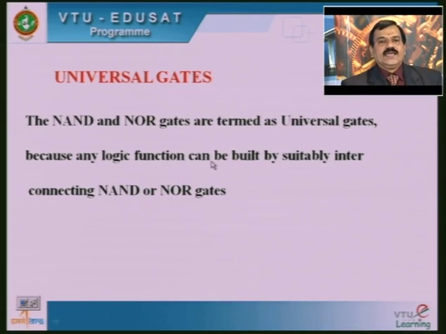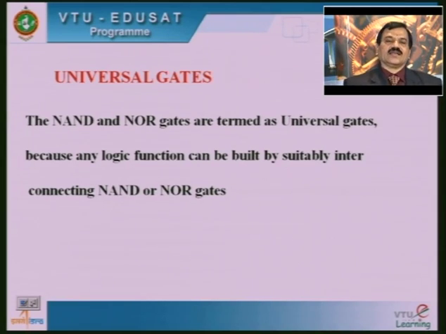Because any logic function can be built by suitably interconnecting NAND or NOR gates, the basic gates like NOT, OR, and AND operations can be built with NAND gates alone or with NOR gates alone. So any logical circuit can be built if only NAND gates are available, and any logical circuit can be built if only NOR gates are available. Therefore these two gates are called universal gates.